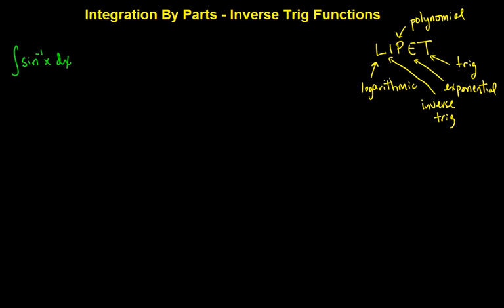Now it turns out that according to LIPET, we first look for logarithmic, then inverse trig. So we want to use the inverse trig function as our u. So u would be sine inverse of x, then dv is going to be whatever's left over, and that's just the dx. So we can differentiate sine inverse of x. We know that the derivative of sine inverse of x is 1 over the square root of 1 minus x squared dx. Now v, which is the integral of dv, which is just the integral of dx, is simply x.